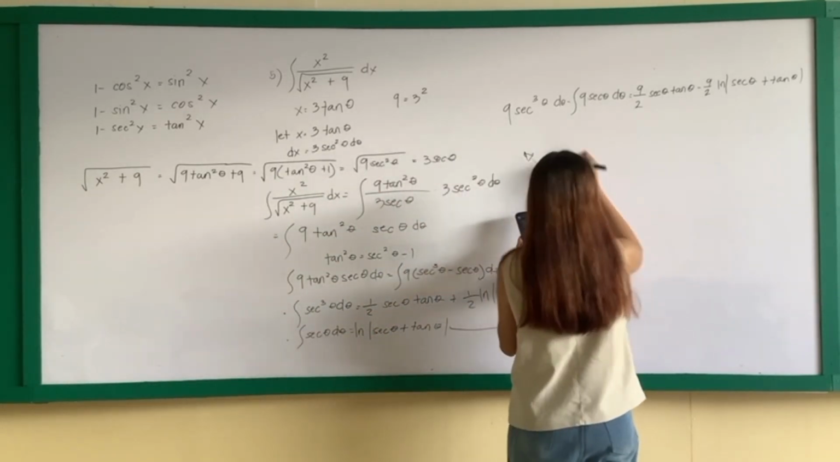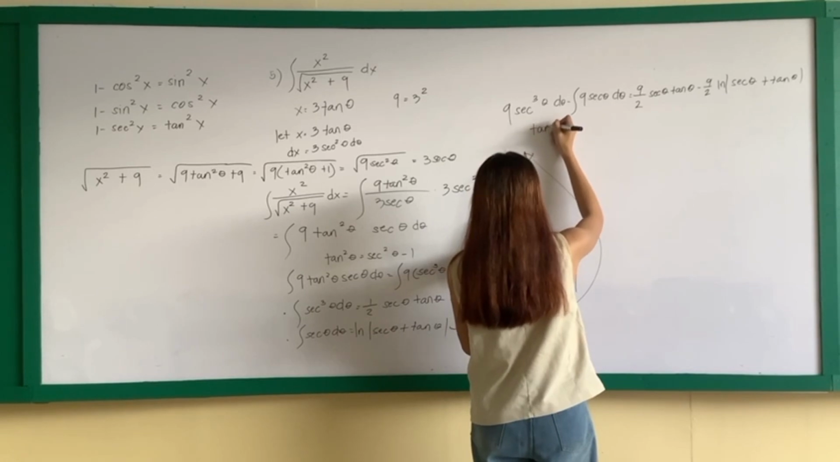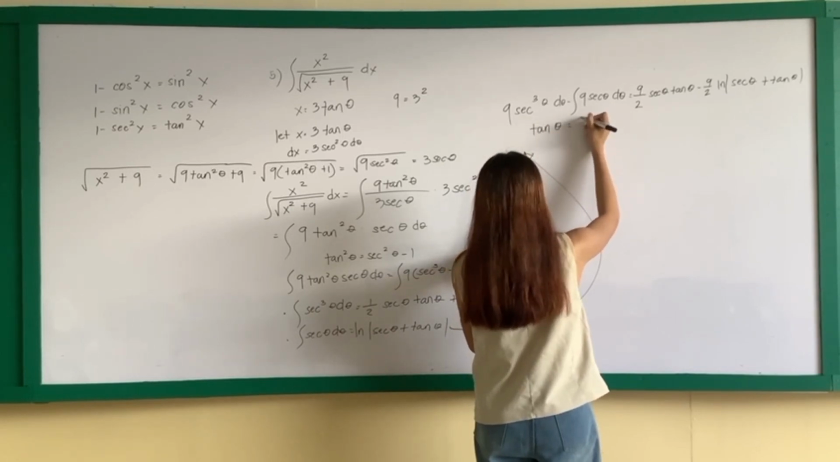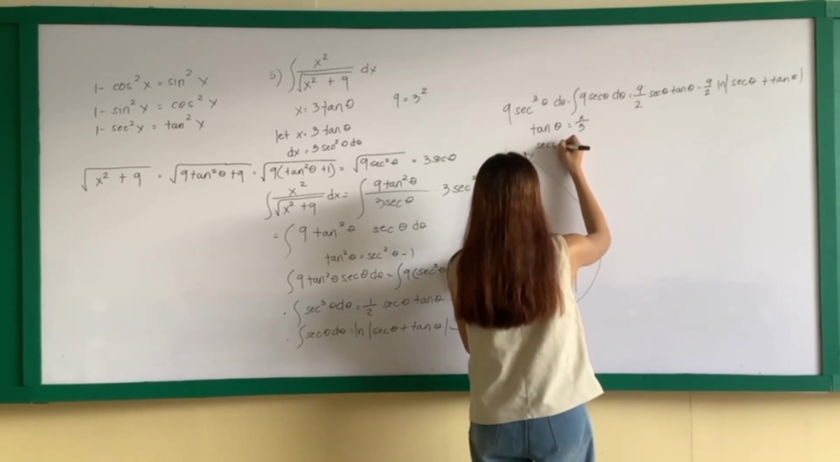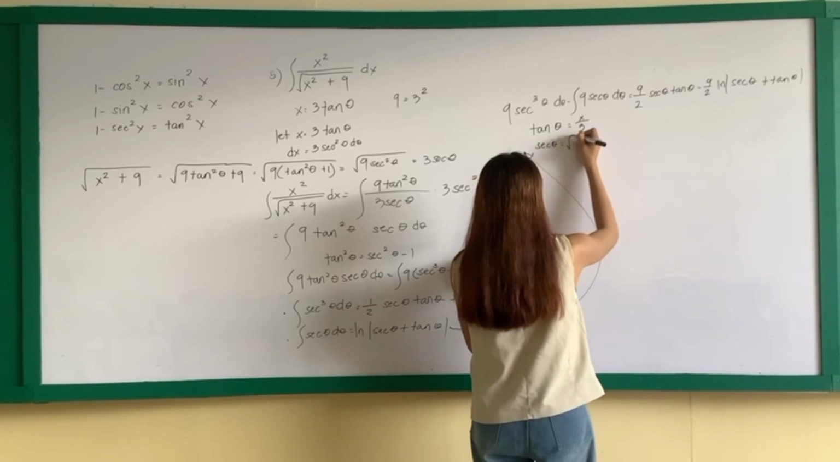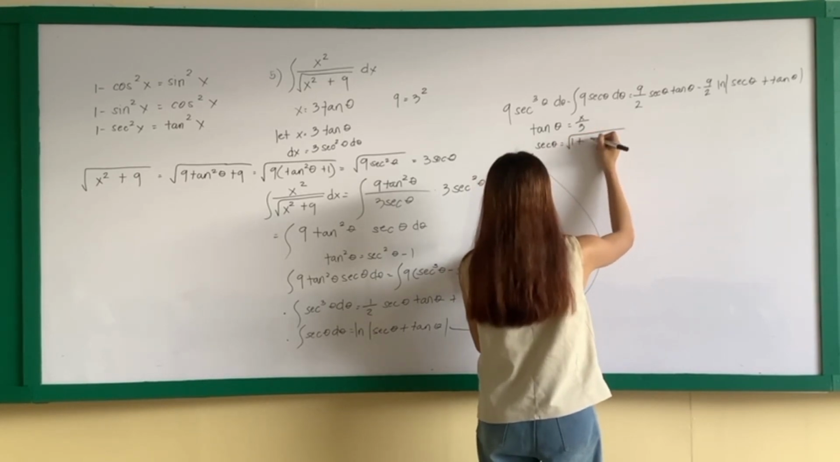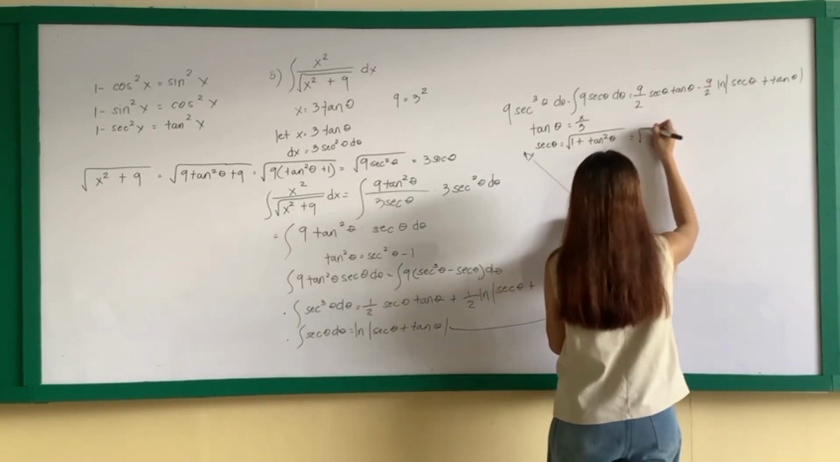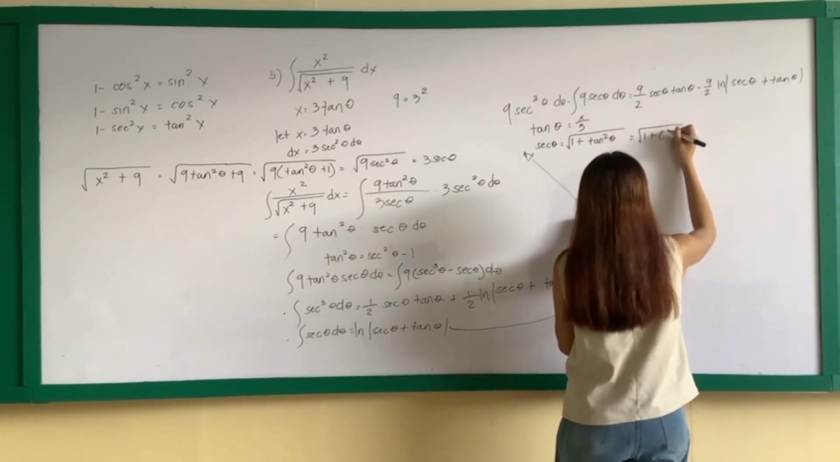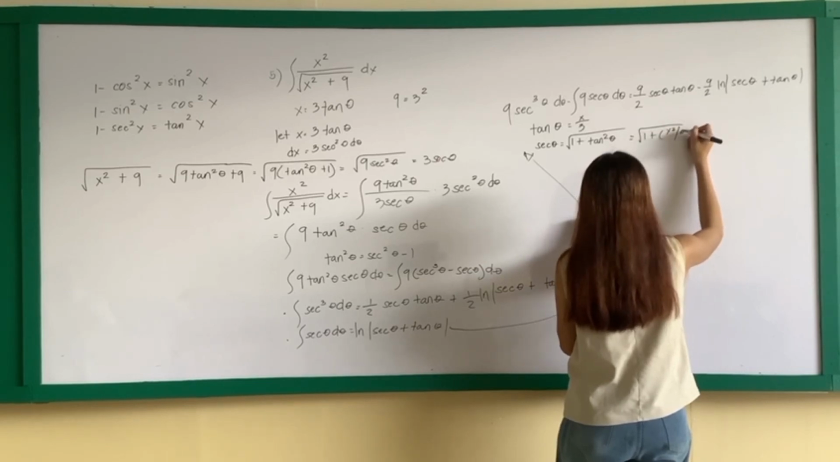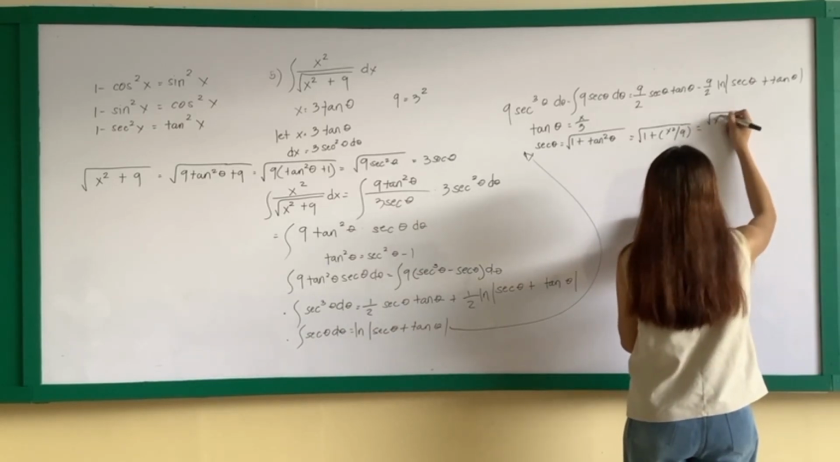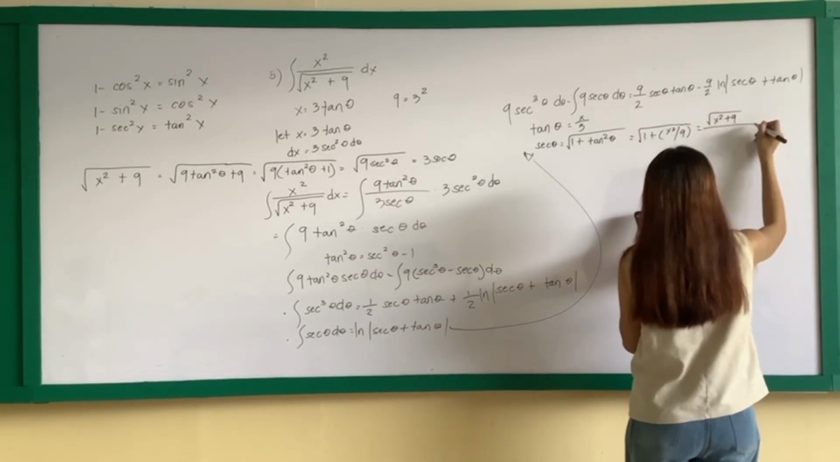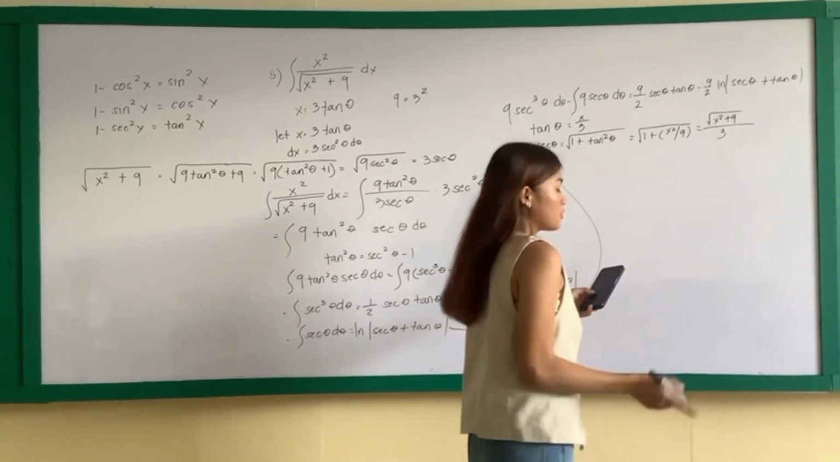So let's go back to our x. Tan theta is equal to x/3, and sec theta is equal to the square root of 1 plus tan squared theta, equal to the square root of 1 plus x squared over 9, equal to the square root of x squared plus 9, over 3.